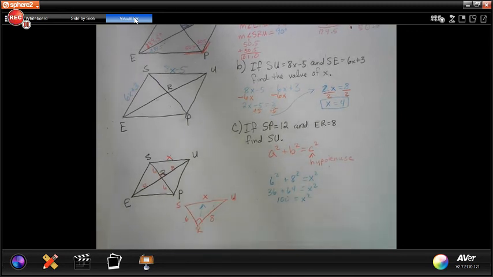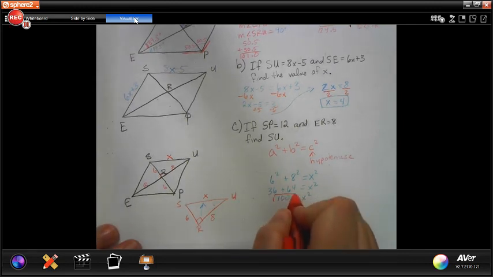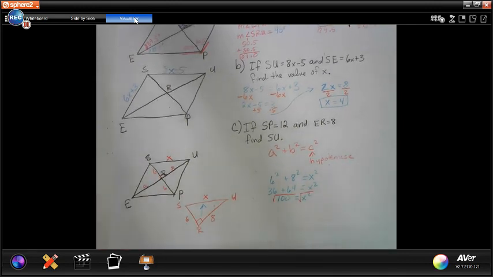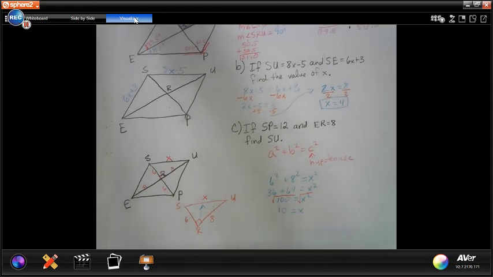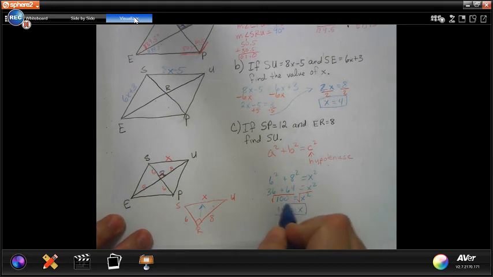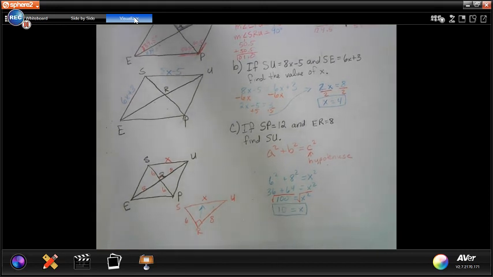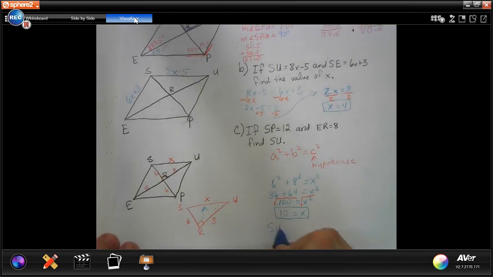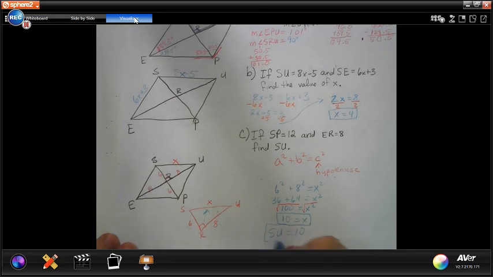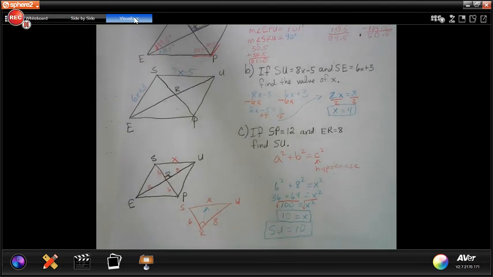And then when you square root both sides, the square root of 100 is a positive and a negative 10. The only problem is we don't need a negative because we can't have a negative length. So we just worry about the positive answer. So we don't need to worry about plus or minus signs. We just need the positive. So x equals 10. So that means for SU, SU equals 10. That would be your official answer.